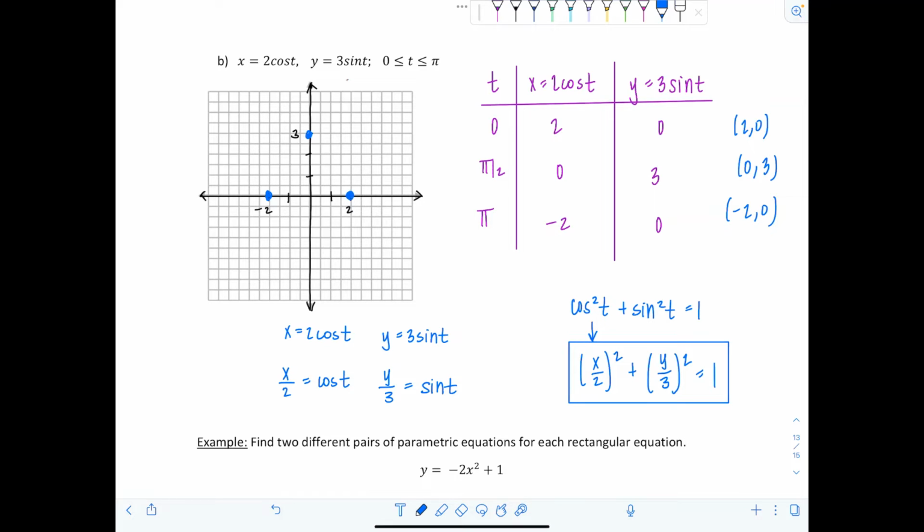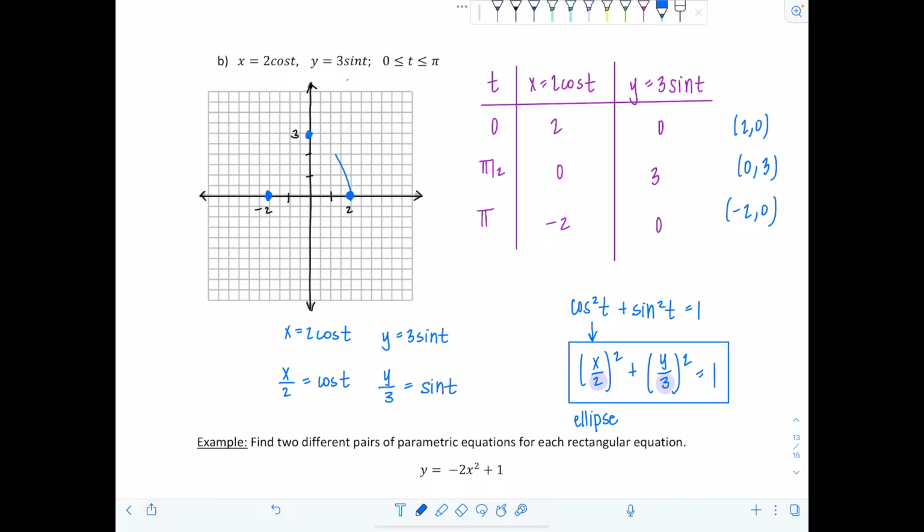I've already done the second half of the problem, but I can recognize, since we all just studied conics, that this is the equation of an ellipse. Centered at the origin, major axis length 6, a is 3, minor axis length 4, b is 2. So I don't need to plot any more points. I know this is going to be an ellipse, but it's only the upper half because t is restricted between 0 and pi. So let's draw it nicely.